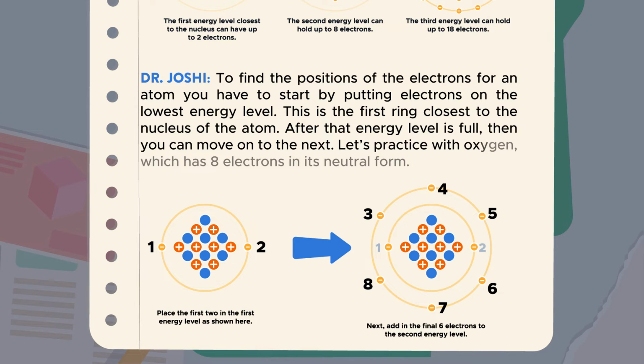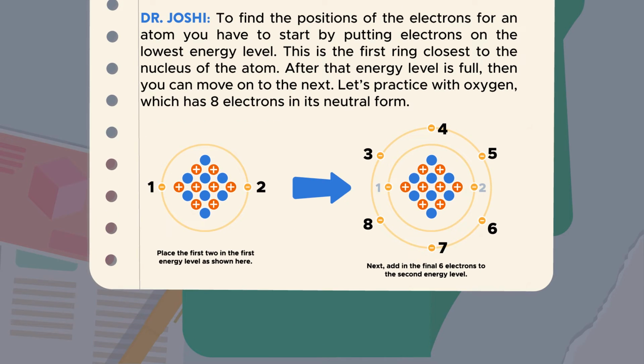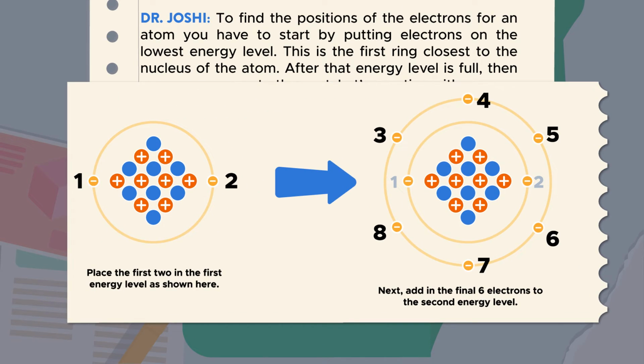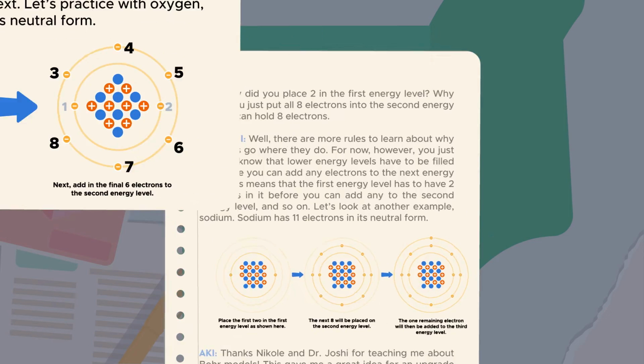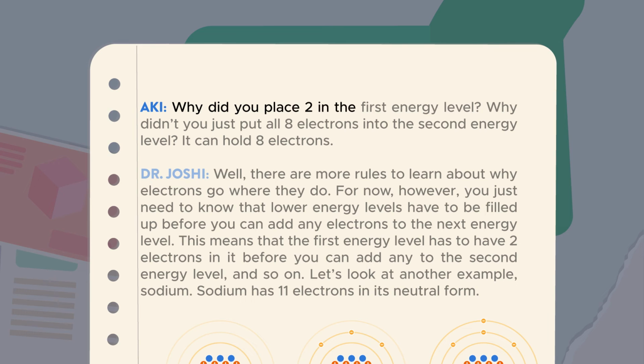Let's practice with oxygen, which has 8 electrons in its neutral form. Place the first 2 in the first energy level as shown here. Next, add in the final 6 electrons in the second energy level. Why did you place 2 in the first energy level? Why didn't you just put all 8 electrons into the second energy level? It can hold 8 electrons.